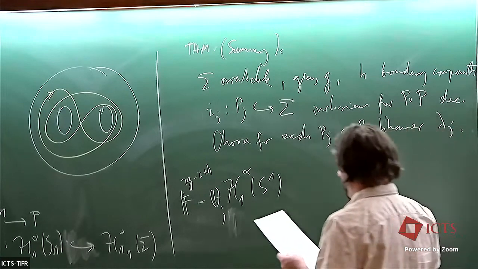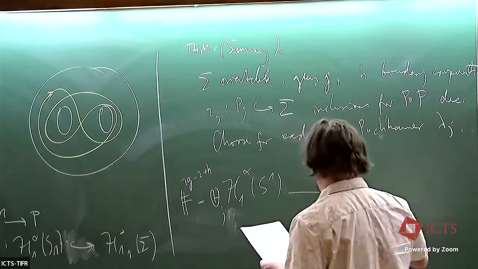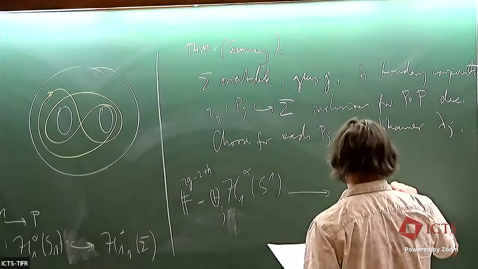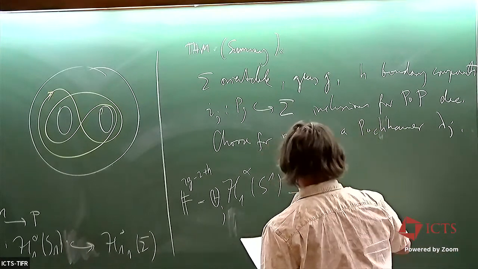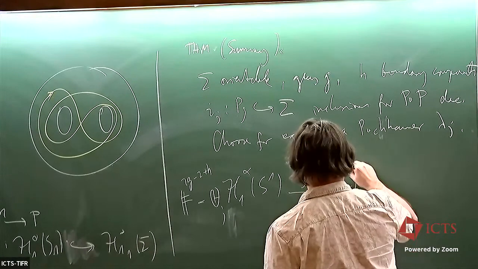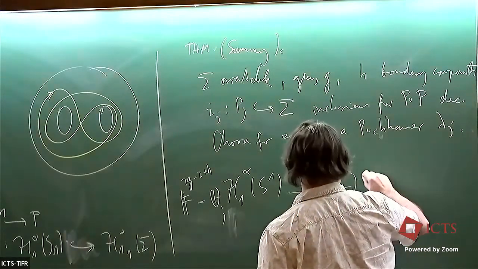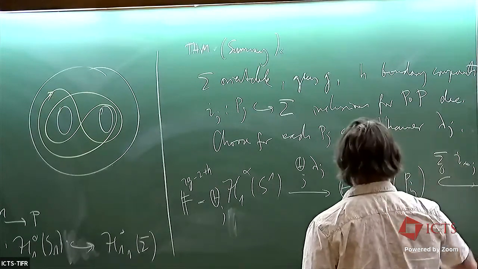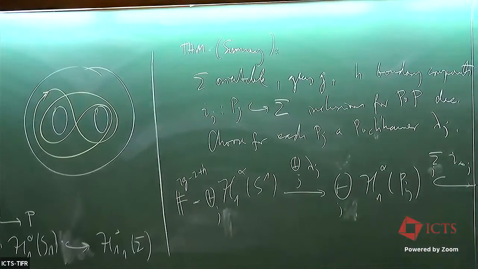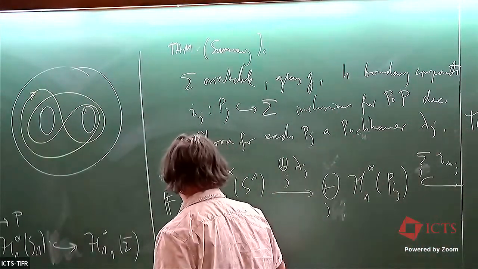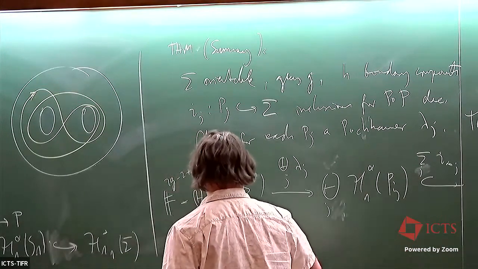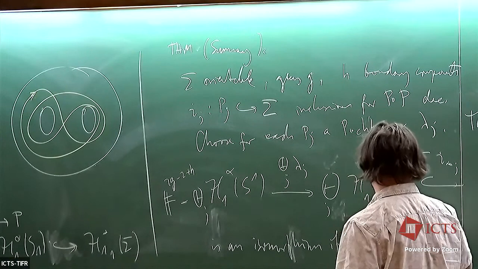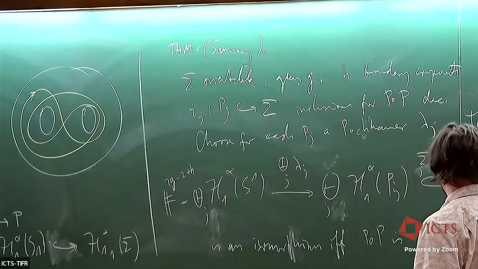Okay, so now I'm going to say that there is an isomorphism to H of sigma, which is induced by first going to this and then including that. So this is an isomorphism if and only if the pair of pants decomposition is fashionable. So all the pairs of pants are fashionable.